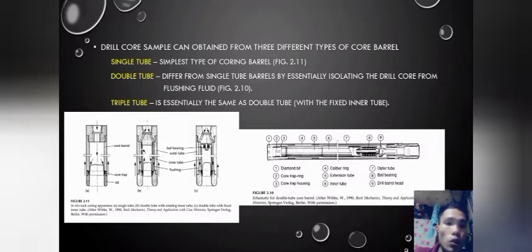Triple tube is essentially the same as double tube with a fixed inner tube. So, the triple tube looks similar to the double tube. So, those are the three different types of core barrel.